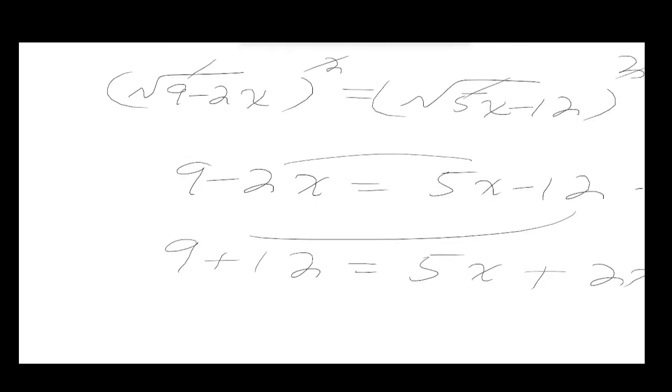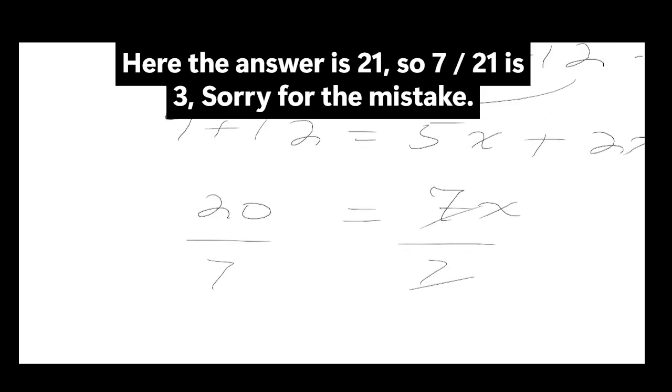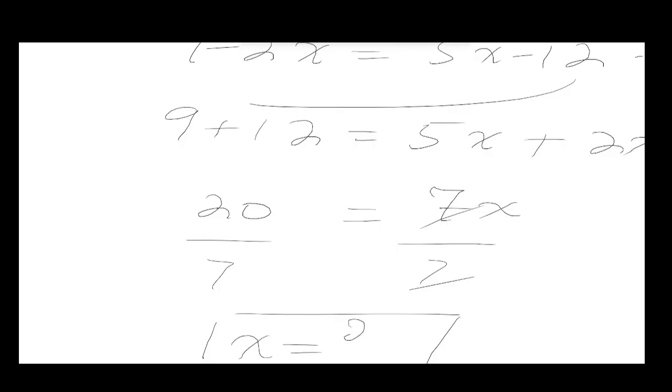So 5x plus 2x is equal to 7x, and 9 plus 12, so that is 21. We can write 21 is equal to 7x. So 7 will get divided on both sides, and the value of x will be our answer.